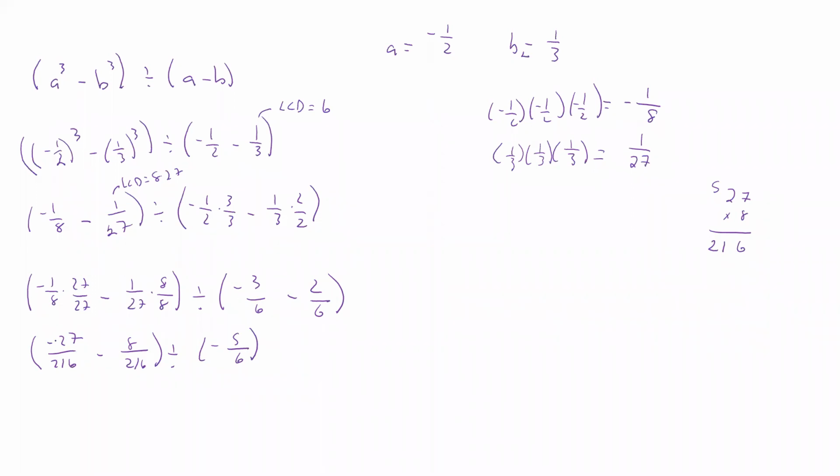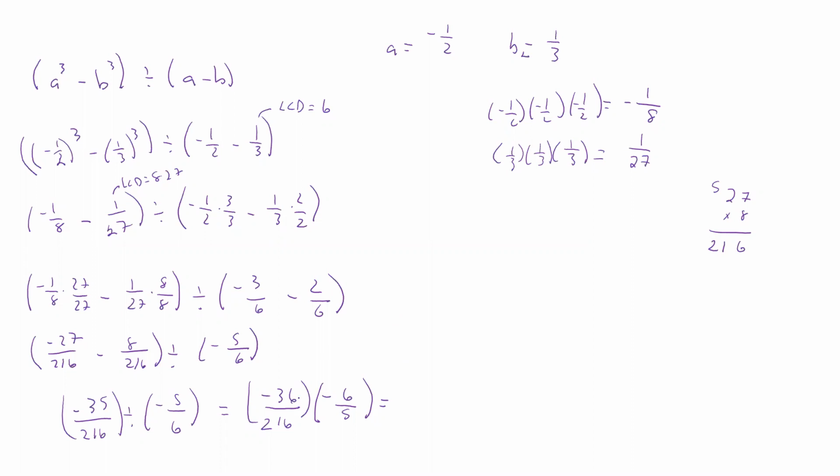Now we can simplify this one. We have minus 27 minus 8 more, so that's going to be minus 35 over 216 divided by minus 5 over 6. Okay. Now what do we know about dividing fractions? Well, we're going to keep the first one the same, and we're going to change to multiply by the reciprocal of the second one. And so now we have that.